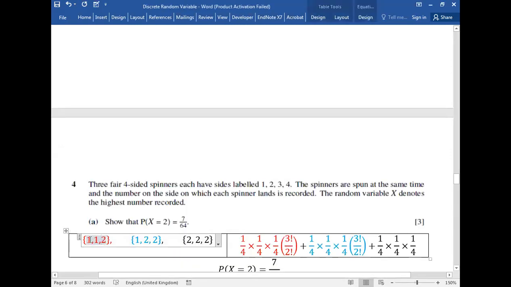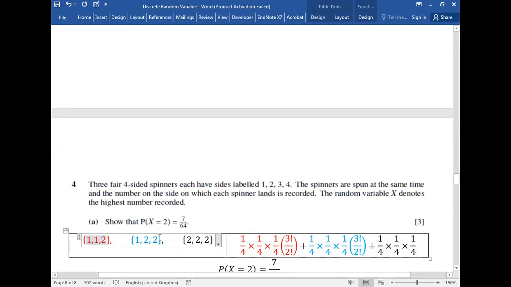This can happen in many ways. 1, 1, and 2. The two spinners land on 1 and one of these spinners lands on 2. And what is the probability of that? 1/4 into 1/4 into 1/4. And this can happen in any order. Is that right? So what is the possible number of orders for these three? 3 factorial divided by 2 factorial, because 2 ones are identical.